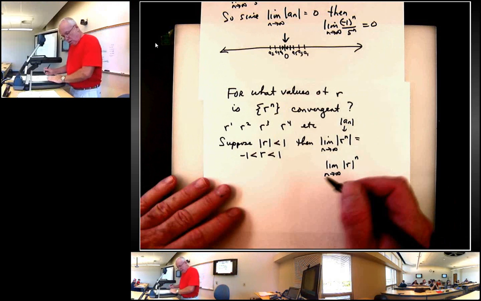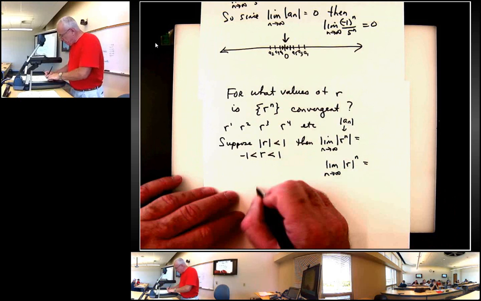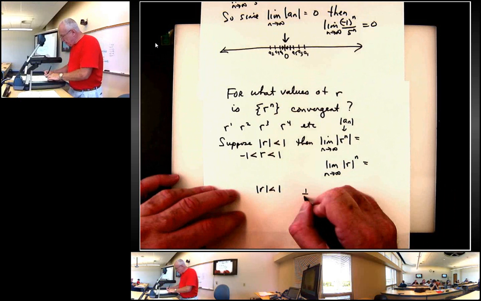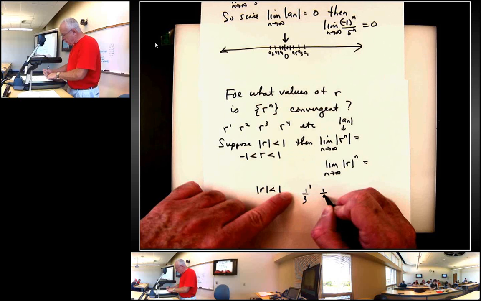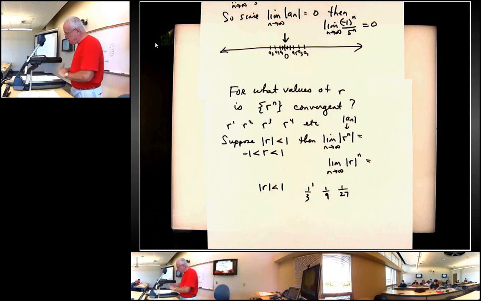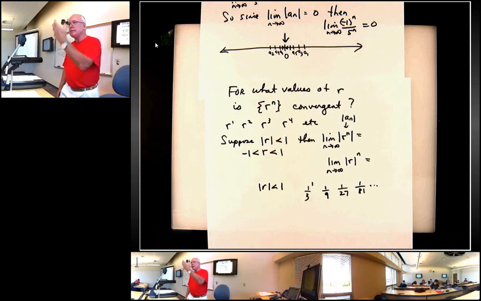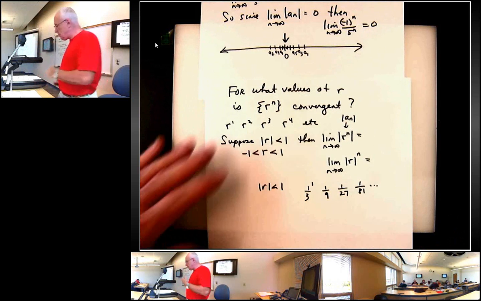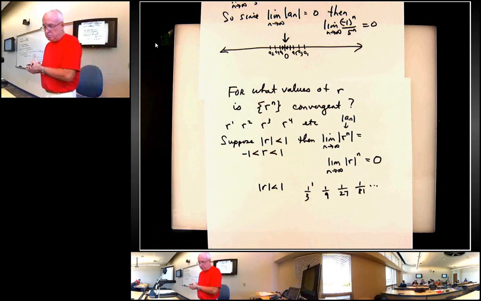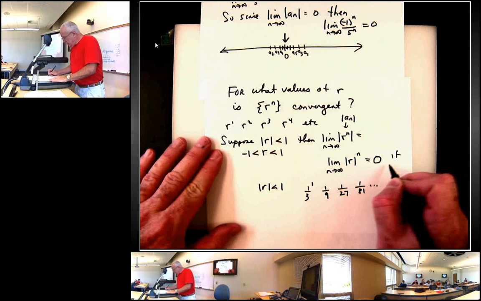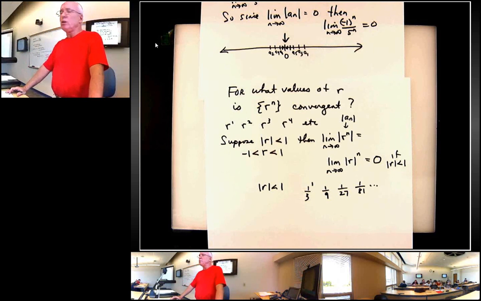All right. Now, if the absolute value of r is less than 1, let's say it's 1/3, then our sequence is going to be 1/3 to the first power, 1/3 squared, which is 1/9, 1/3 cubed, which is 1/27, 1/3 to the fourth power, which is 1/81. So we see that if r is some fraction less than 1, if its absolute value is less than 1, this is going to go to smaller and smaller numbers, and the limit is 0. The limit of the terms goes to 0, if the absolute value of r is less than 1. Does everybody see that? As we multiply them by themselves, they just keep getting smaller and smaller.